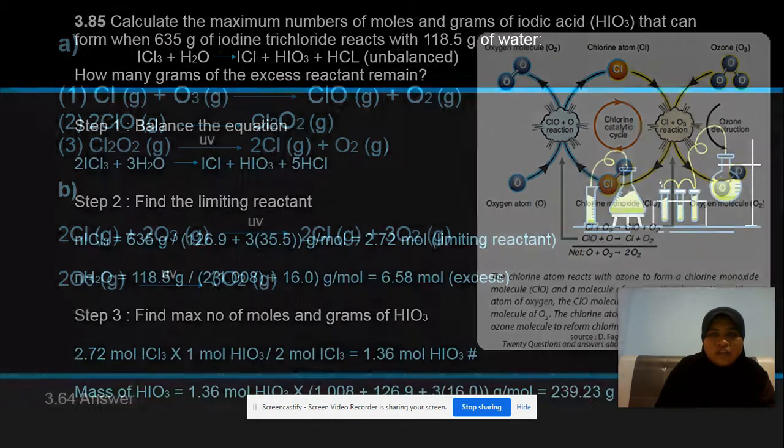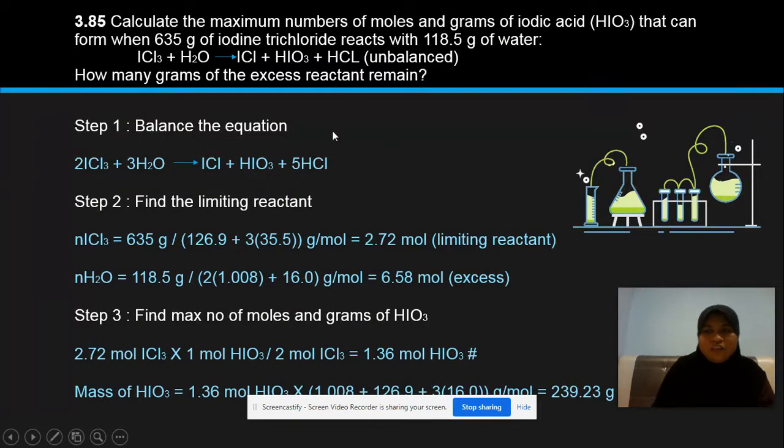Okay, next I will present question 3.85. I will read first. Calculate the maximum numbers of moles and grams of iodic acid HIO3 that can form when 625 grams of iodine trichloride react with 118.5 grams of water. You can see the equation which is unbalanced. How many grams of the excess reactant remain?